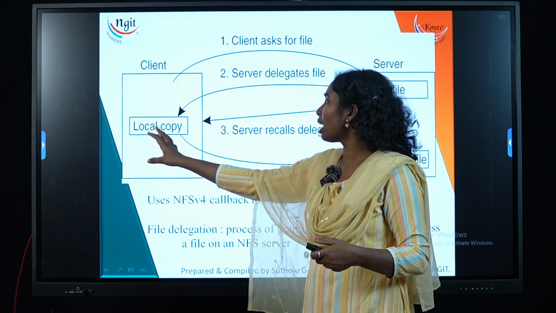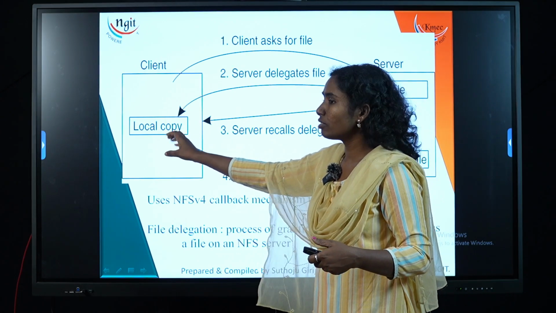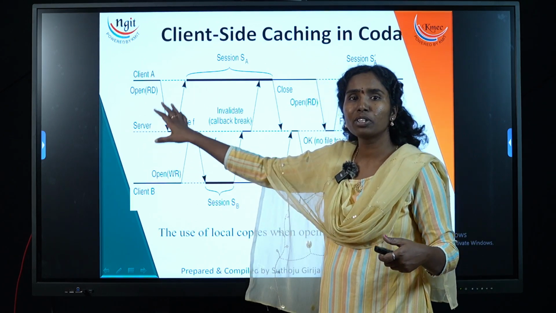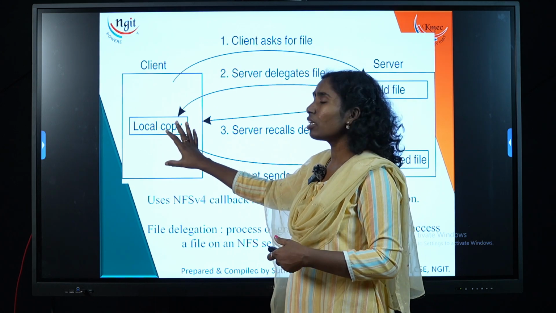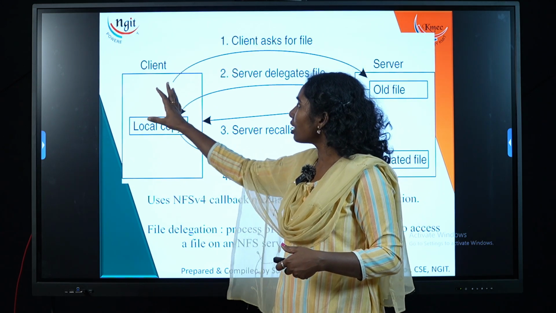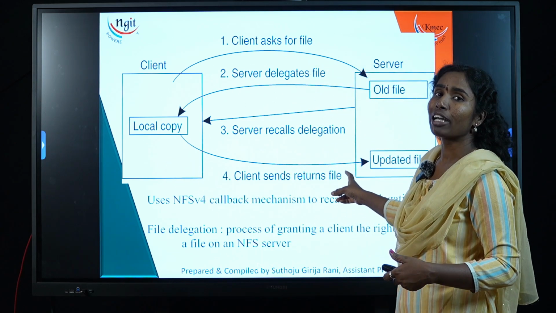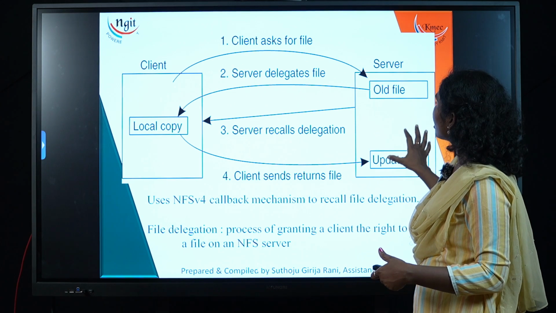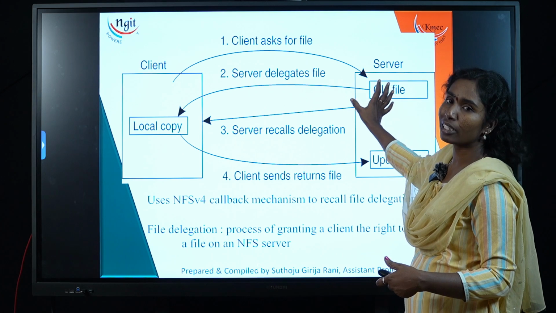Now, once the delegated file response comes back to the client, I may have a few more requests. My server again delegates, saying you can utilize the file for write access or read access. After everything is done, my client gives the final result file to my server as an updated file. Thus at this moment the old file is taken out and the new file is updated here.